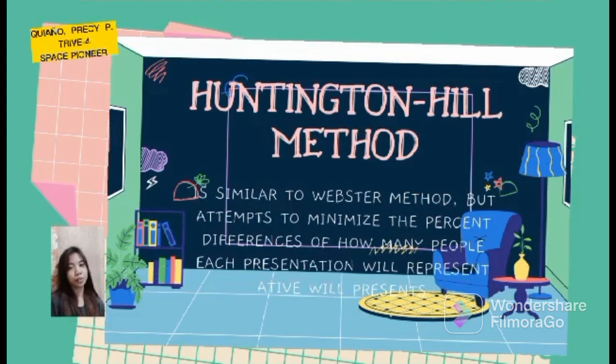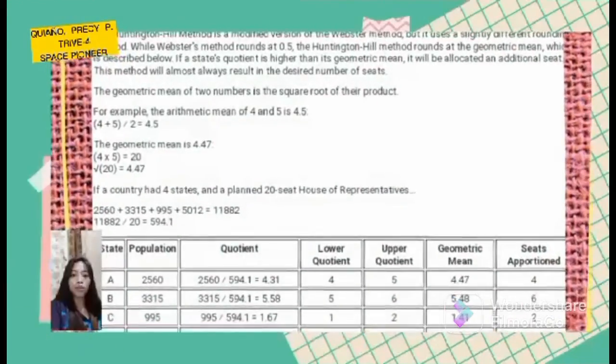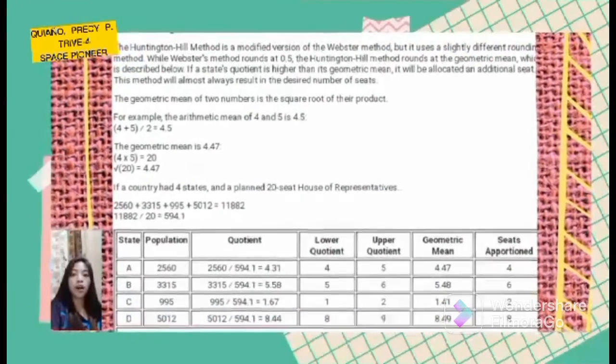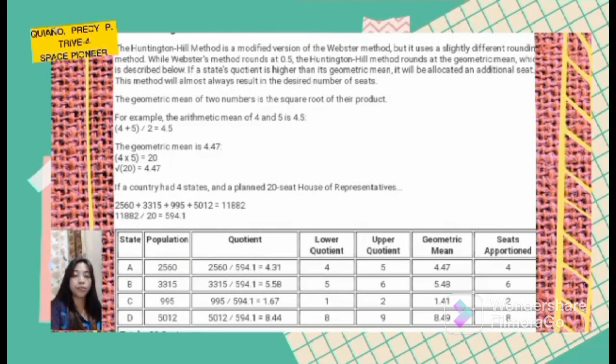What is the Huntington Hill method? The Huntington Hill method is similar to the Webster method but attempts to minimize the percent differences of how many people each representative will represent. This is an example of how we are going to use the Huntington Hill method. Using the Huntington Hill method, determine the apportionment of the total seats, which is 20 seats.